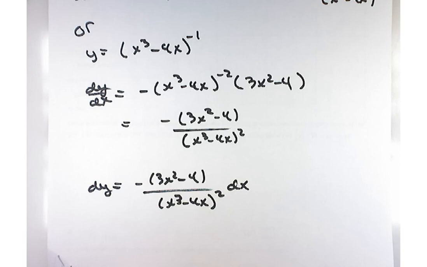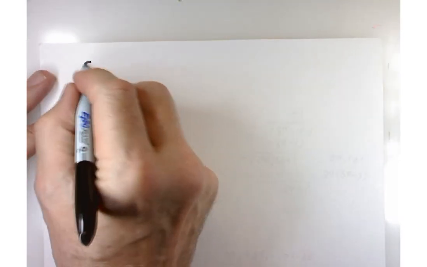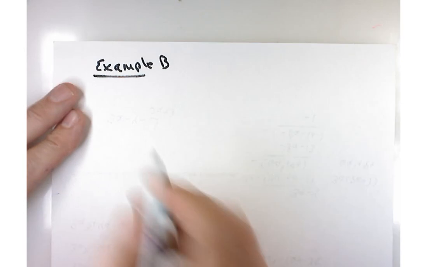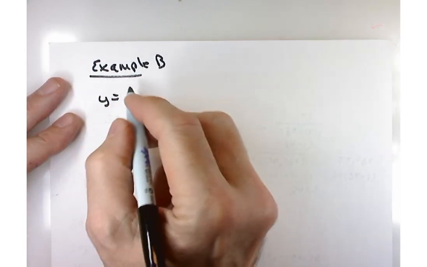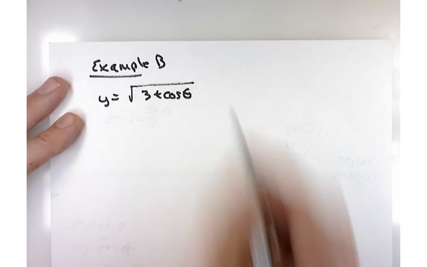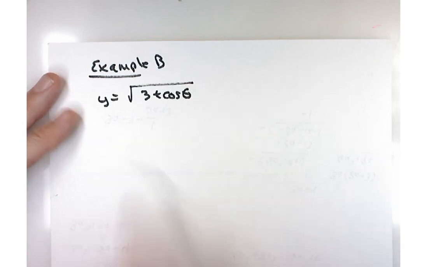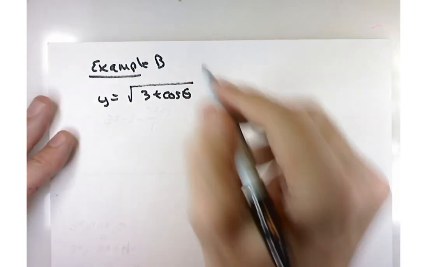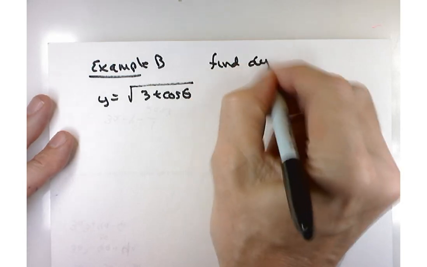Let's try another one. Let's see. So example B. y equals the square root of 3 plus cosine of theta. And again, you're going to have to find the differential. So it's going to be find dy.